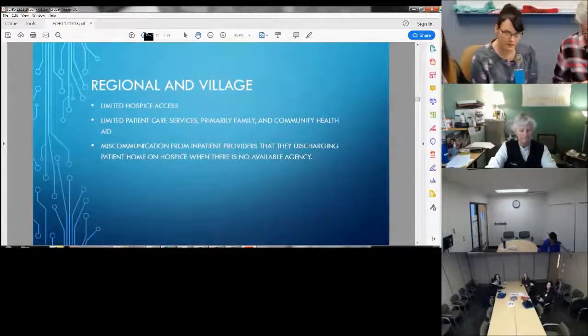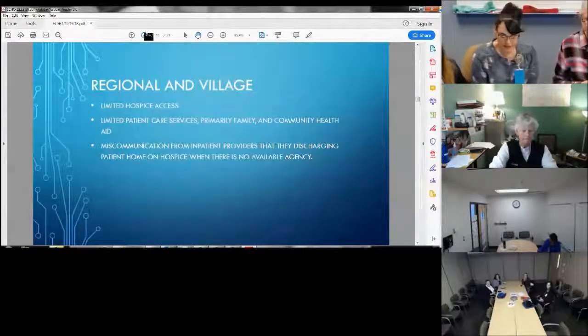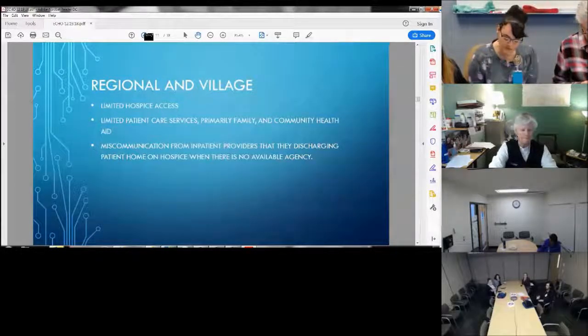Some other considerations that are challenging is oftentimes regionally and in villages, there's very limited access to hospice services. There's also limited patient care services such as PCA and supportive services. Primarily it's family and community health aides that are responsible for much of the care. Sometimes there's miscommunication from inpatient providers about discharging patients home on hospice. Oftentimes there's not hospice in those communities, so that's something else that can be really challenging.